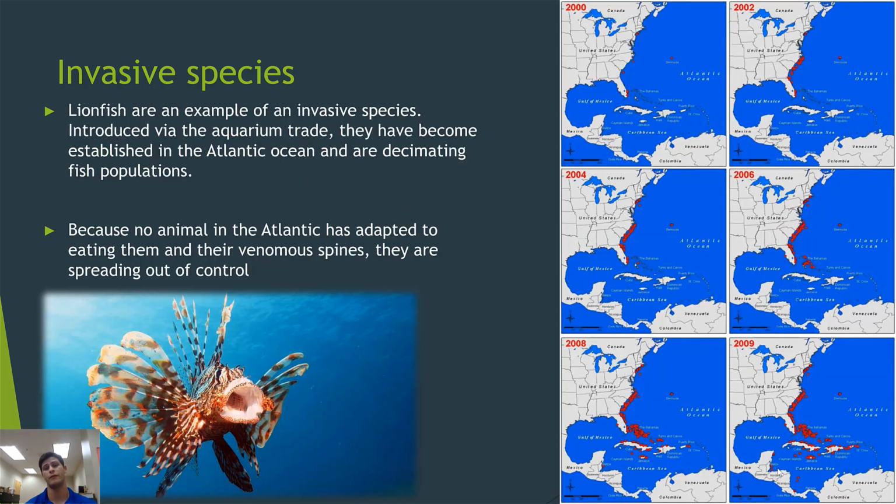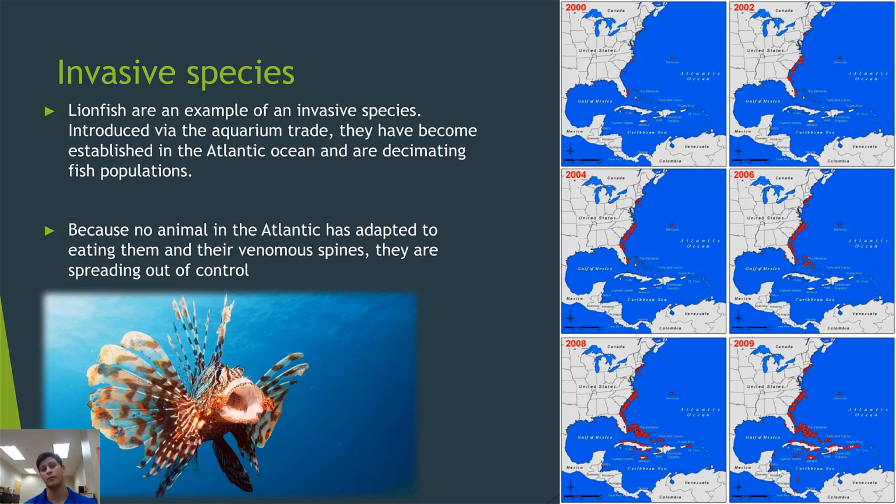A great example of an invasive species, particularly in Florida and the Gulf of Mexico, is the lionfish, that gnarly looking fish over here on the bottom left hand side of your screen. They're a great example of an invasive species, and they were introduced in around the 1980s or early 1990s, no one's quite sure when, via the aquarium trade. Someone took it and then released it into the wild.